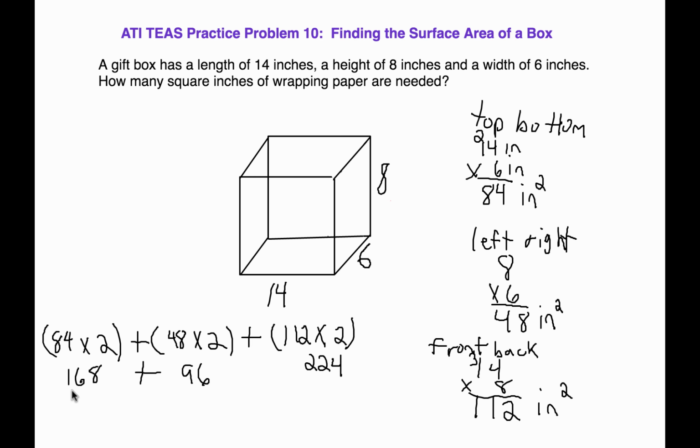Okay, now we gotta add these together because these are the surface areas for all 6 sides of our prism. Gonna do that up here. 168 plus 96, that's 264. And then finally we're gonna add 224 to 264, and we get 488.